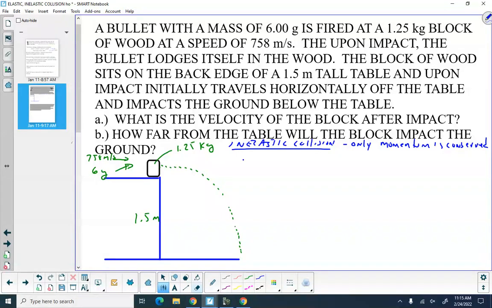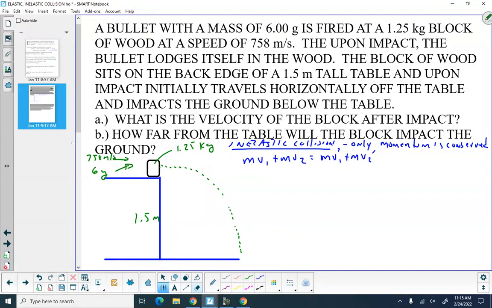So if momentum is conserved, we have m1v1 plus m2v2 has to equal m1v1 prime plus m2v2 prime. It doesn't matter which one you call mass 1 or mass 2. I'll say the bullet is mass 1. So we have the mass of 6 grams, and here we have a mass of 1.25 kilograms.